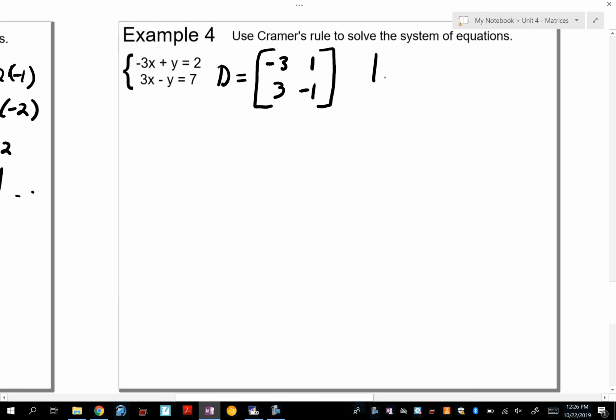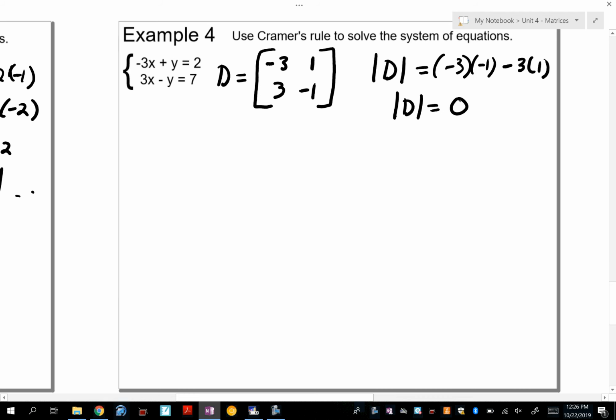So the absolute value of that, to find the determinant, right? Because remember today it's not absolute value. Determinant is negative 3 times negative 1 minus 3 times 1. So this is going to be positive 3. That's also positive 3. 3 minus 3 is 0.